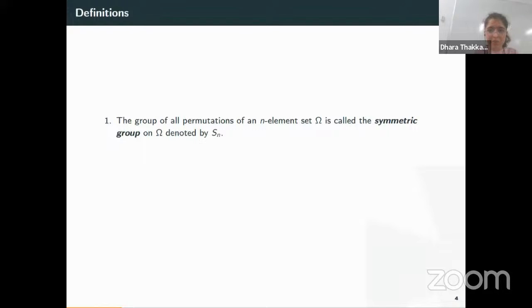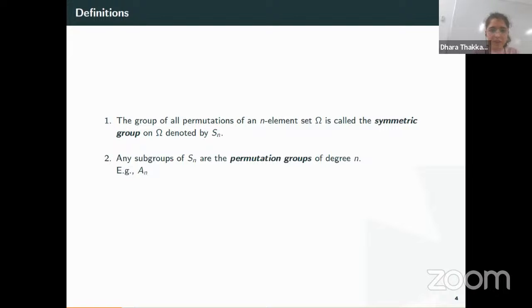There are some more definitions. So the group of all permutations on an n-element set is Sn, and if we take any subgroup of Sn, it is known as a permutation group of degree n. So, for example, An is a permutation group of degree n because it is a subgroup of Sn, but we can take any subgroup instead of An.